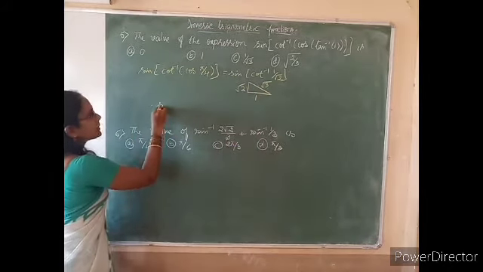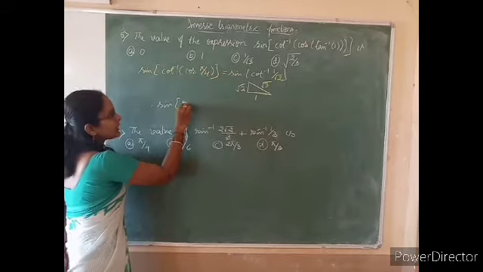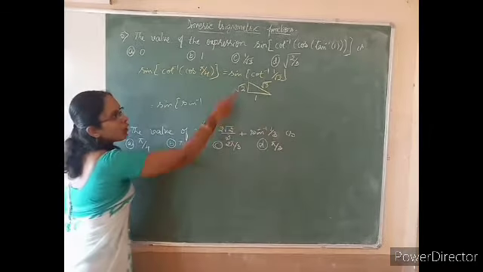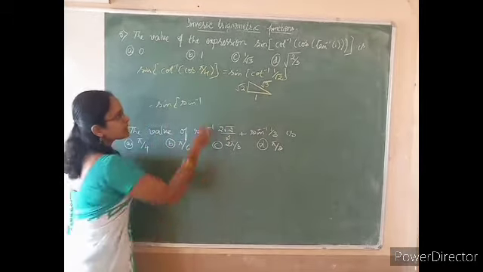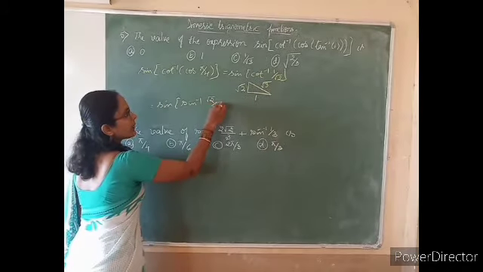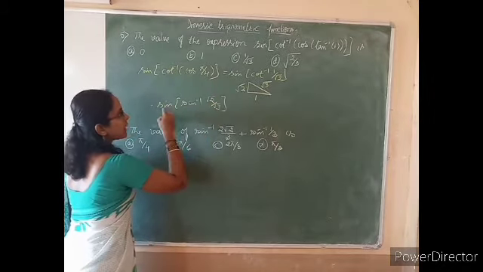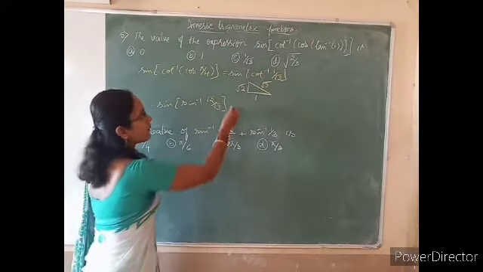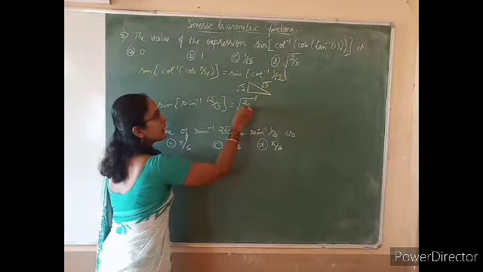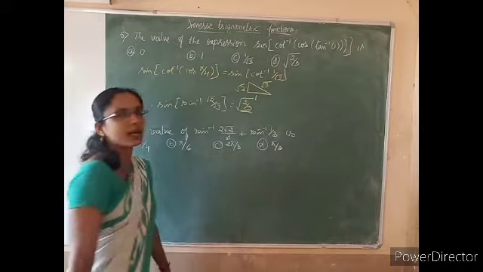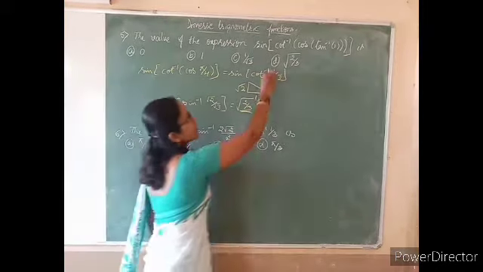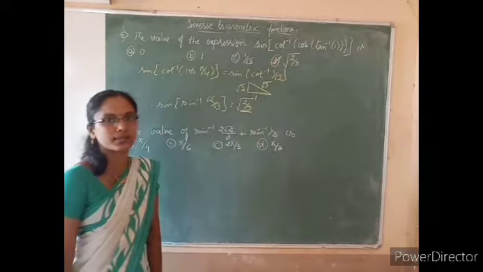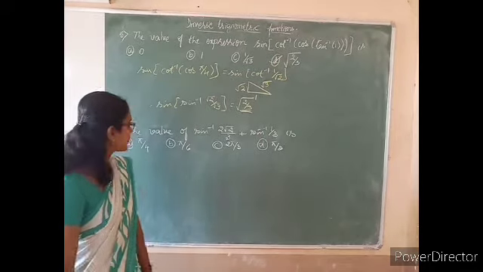Therefore this becomes sine inverse of opposite by hypotenuse, root 2 divided by root 3. So sine inverse of x is equal to x itself. Therefore the value is square root of 2 by 3, or root 2 divided by root 3. So easily we obtain the answer here. That is the option D.